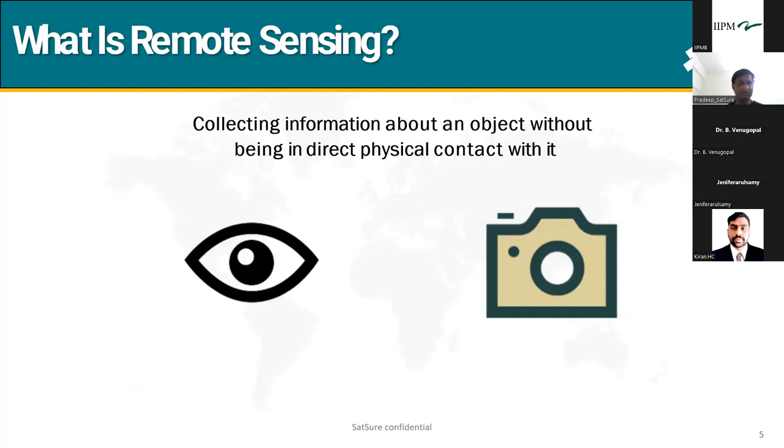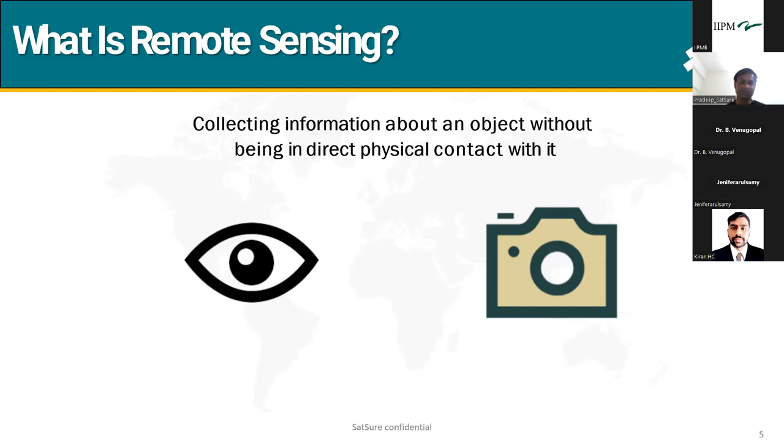Now I'm giving a small introduction. What is remote sensing, basically? It is when we collect information about any object without direct physical contact with it. Let's say you have a normal camera. When we take a picture with it, we are not touching that object, but we can understand, okay, this is a car or some other object. Same thing.